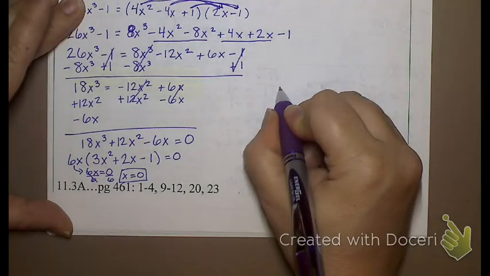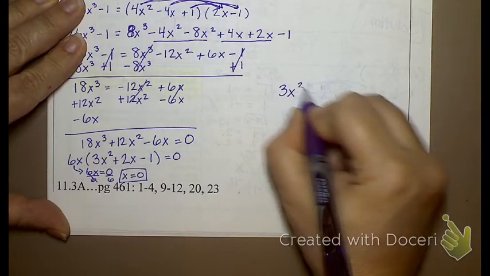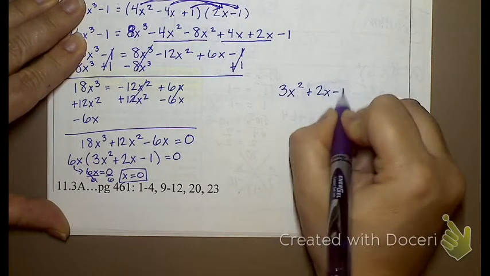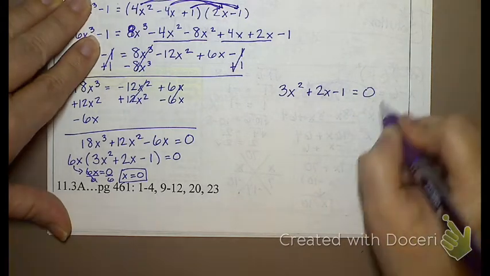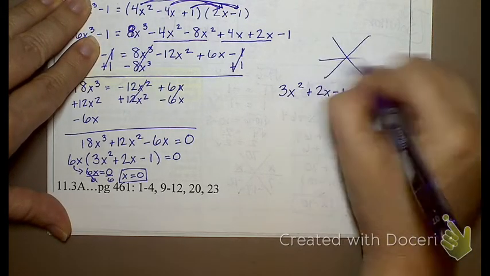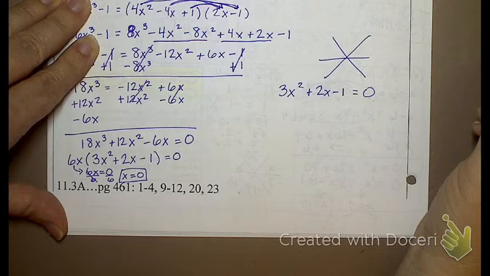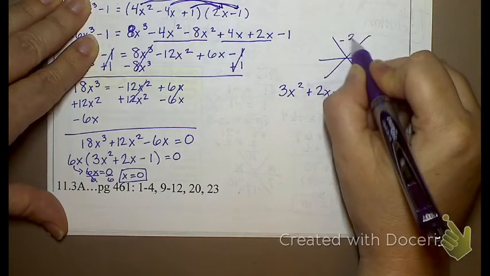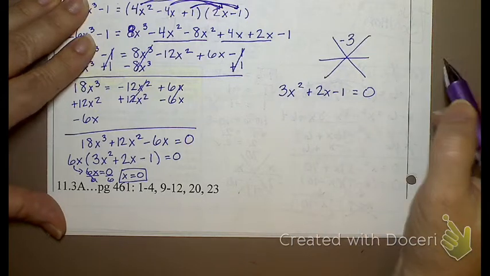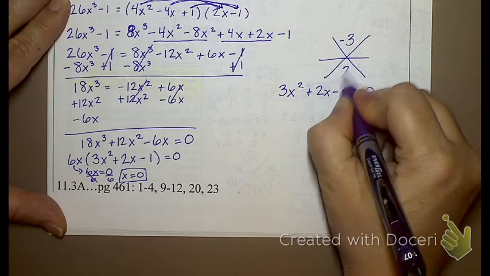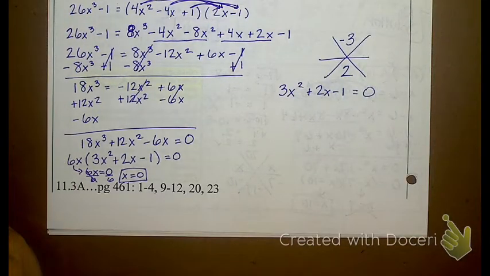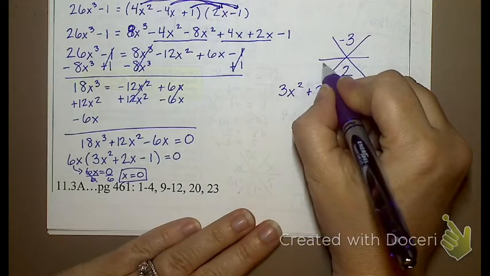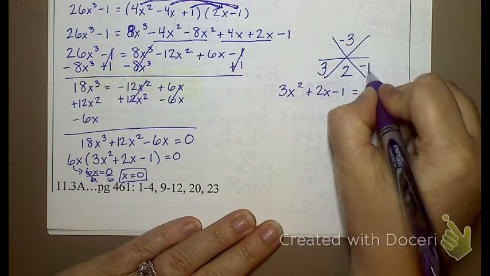So I'm going to need to factor that. I'm going to come over here and give myself some more room. 3x squared plus 2x minus 1 equals 0. And if I snowflake that, what goes on the top? Negative what? 3. 3 times negative 1. What goes on the bottom? What are 2 numbers that multiply to get negative 3 and add to get 2? 3 and negative 1.